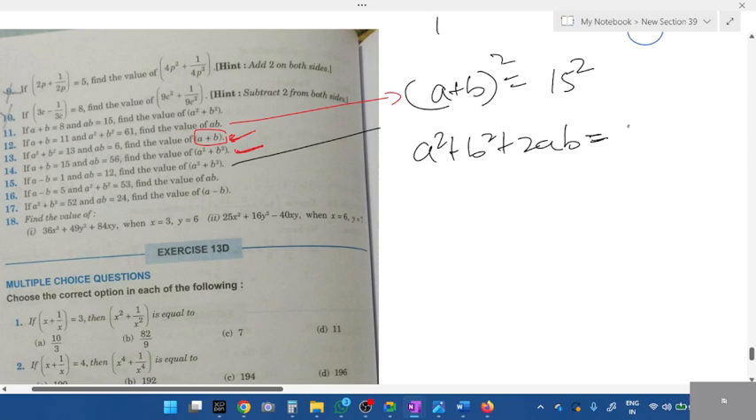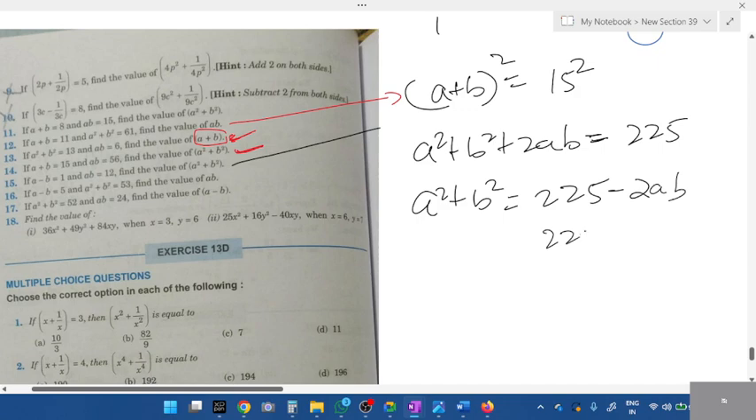How much is 15 square? 225. 225 minus 2ab. What is ab? We are doing the 15th question. Not 15, sorry, the 14th question. ab is 56. 2 into 56. Did you all get 103? 103 is the answer.